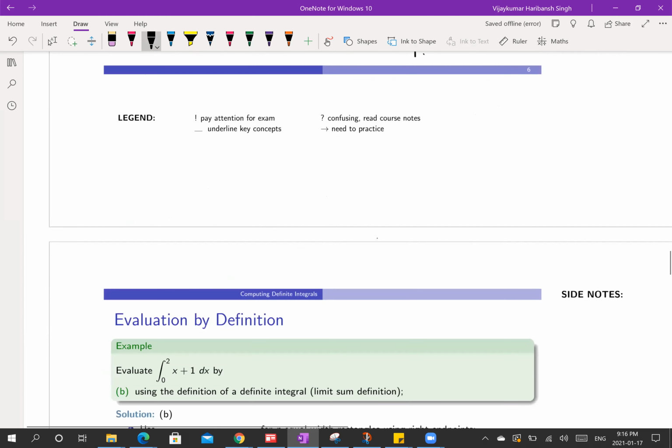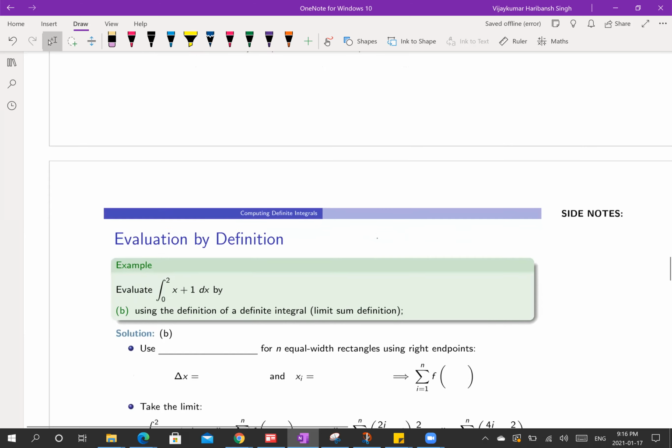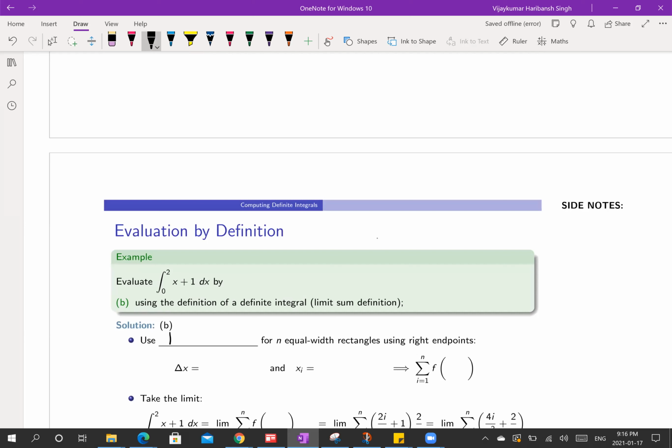Now let's evaluate this by using the Riemann sum, as discussed in the last class. Riemann sum for n equal width rectangles using the right endpoint. So we can take delta x to be 2 minus 0 over n, which is going to be 2 over n. So we are dividing this interval into n parts. And x i, which is the right endpoint, is going to be 0 plus i delta x.